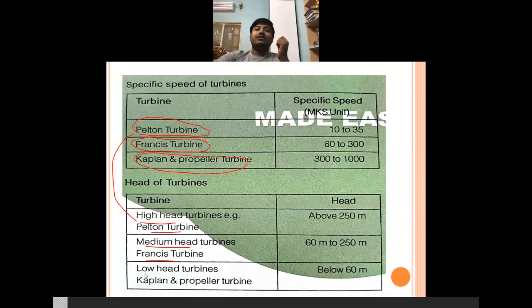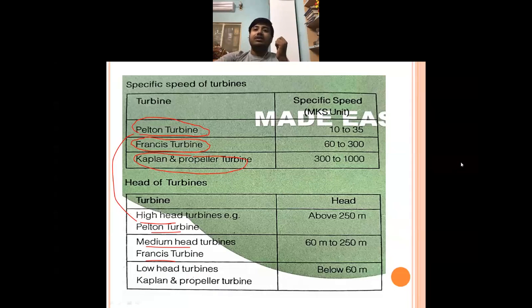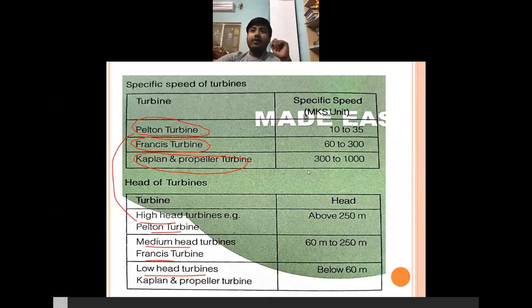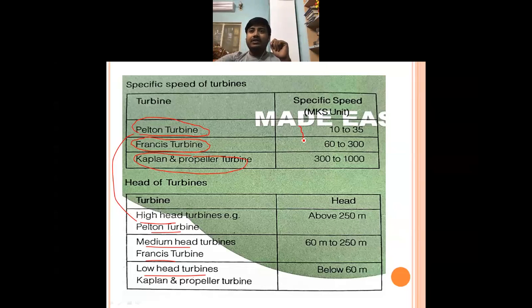The last one is the low head turbine. This is the Kaplan and propeller turbine. So what is the Kaplan turbine? It is low head, high specific speed, axial flow reaction turbine. You must remember all my words, whatever I am saying, because each and every word is important. And you can see over here, the head ranges and the specific speed ranges are given.